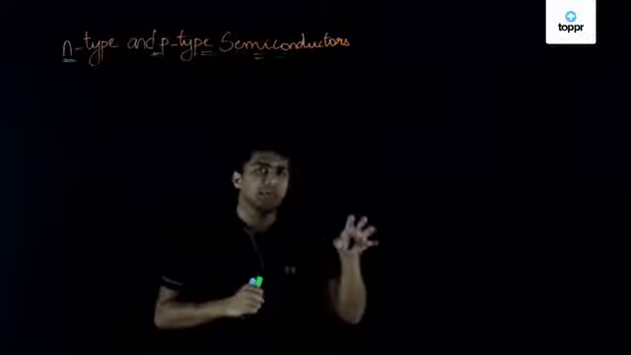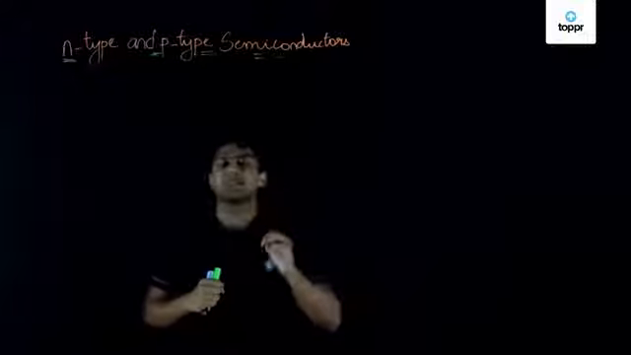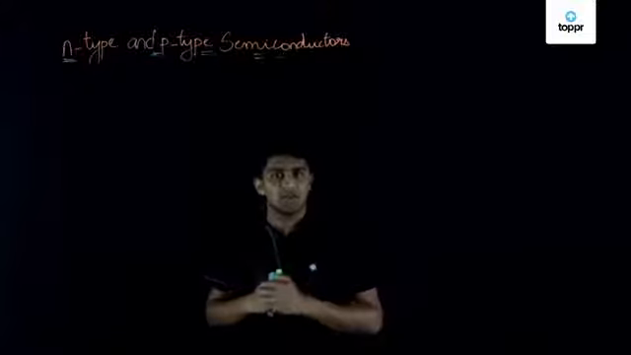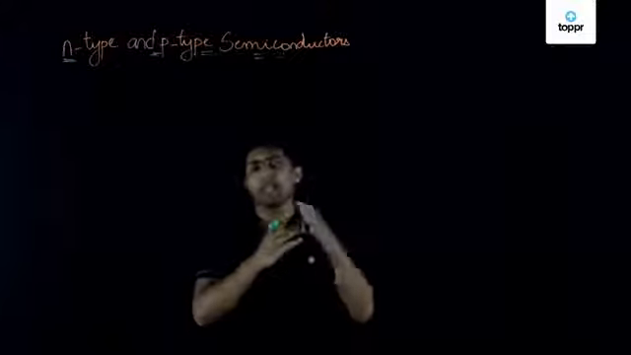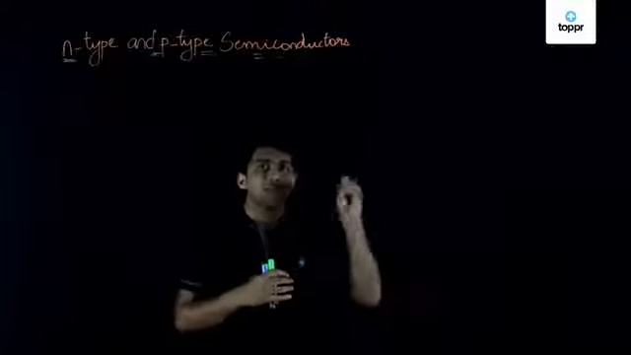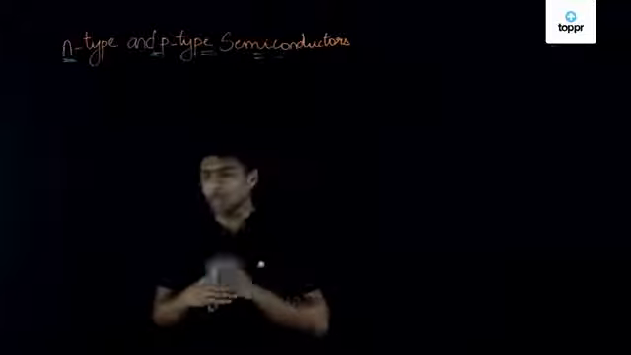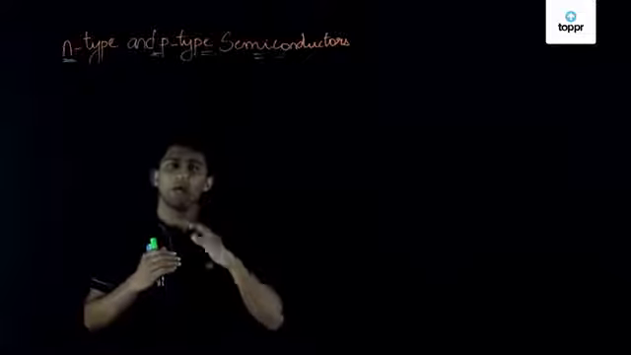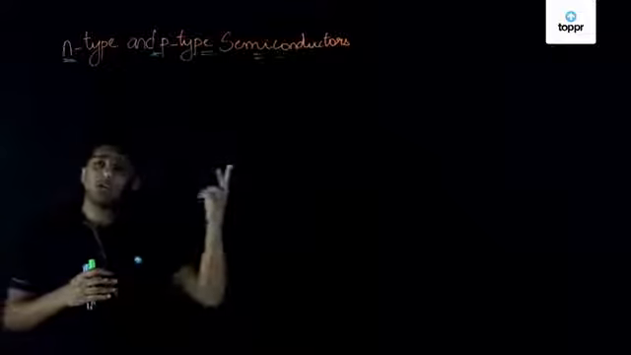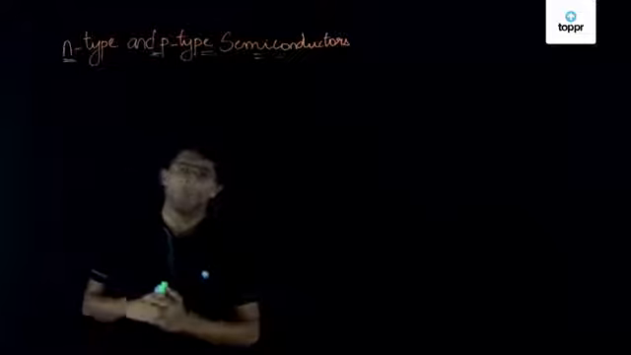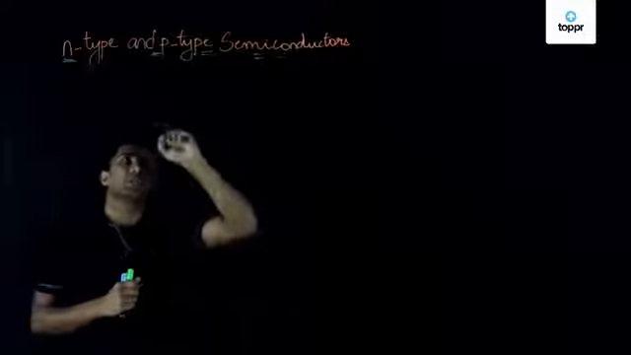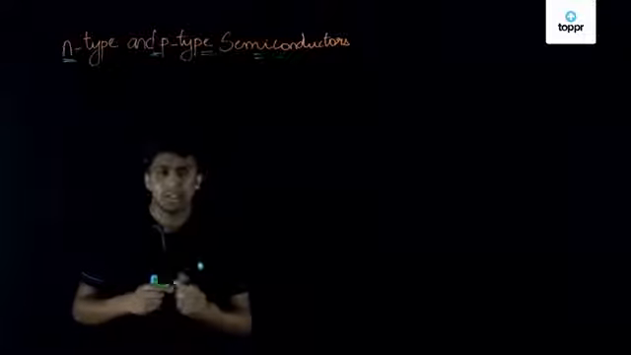When we add some impurity to an intrinsic semiconductor to improve its conductivity, it becomes an extrinsic semiconductor. The process of adding impurity to a semiconductor is doping, and the material which we are adding is called a dopant. We have already discussed that extrinsic semiconductors are again classified into two types, that is N-type and P-type. Here in this video we are going to discuss in detail N-type semiconductor and P-type semiconductor.